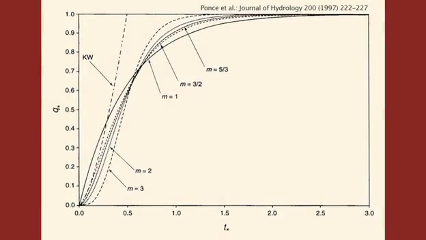Essentially, the analytical solution of the kinematic wave is a parabola, while that of the storage concept is a hyperbolic trigonometric function. This figure shows dimensionless rising overland flow hydrographs for the kinematic wave and several solutions of the storage concept, with the rating exponent m varying from 1 to 3.